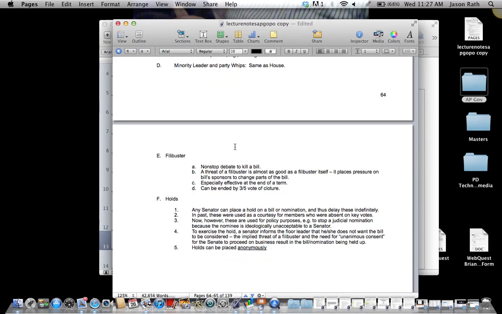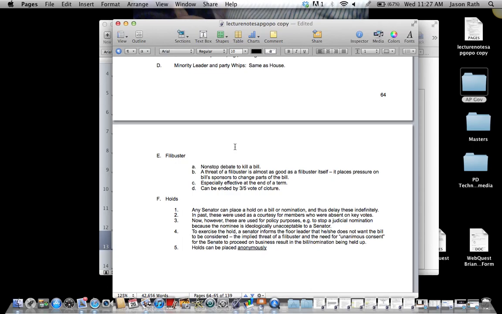A filibuster is a way, in the Senate, or just in Congress, of non-stop debate to kill a bill. A threat of filibuster is almost as good as a filibuster itself. This is how you do this. You do this within the Senate, and it places pressure on bill sponsors to change part of the bill, especially effective at the end of the term. It can be ended by a 3/5 vote of cloture.